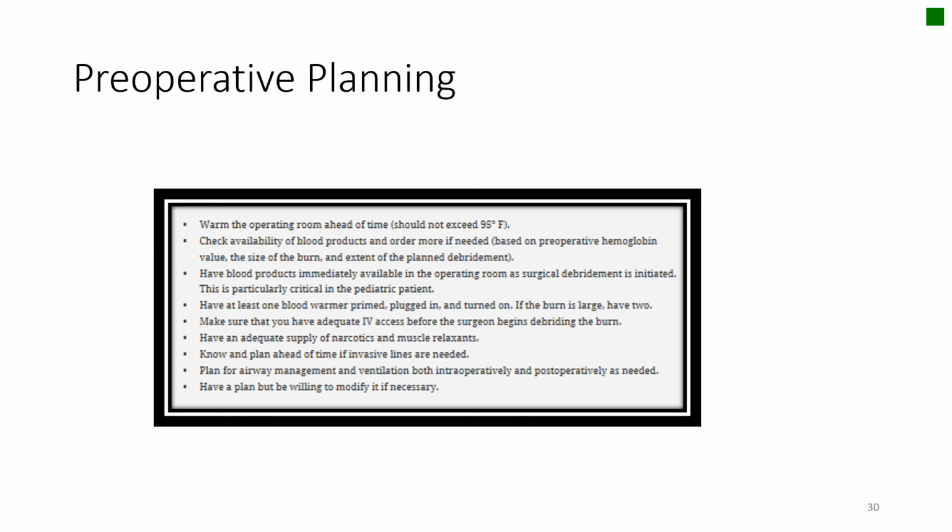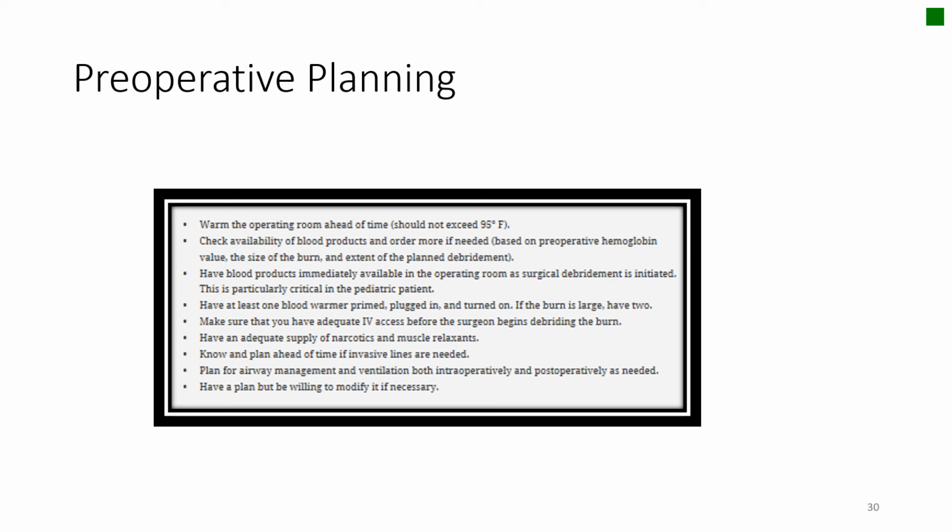Remember, you want to check availability of blood products and order more if they're needed, and that can be based on your preoperative hemoglobin value, the size of the burn, again, or the extent of the planned debridement. Have them available in the operating room as the debridement is initiated, and this is very important, especially for your pediatric patients. Have at least one blood warmer primed, plugged in and turned on.